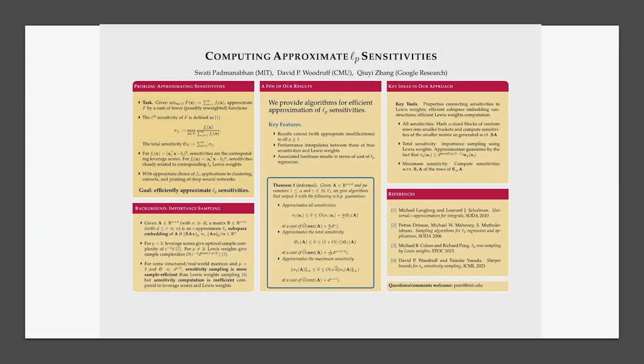So the goal of this is a paper on computing approximate LP sensitivities, where the main task is you're given a sum of functions that you want to optimize, and you want to figure out how to sample them in an effective manner so that the size of your data set that you eventually have to work with shrinks enough while still being approximately as close as possible to the original data set.